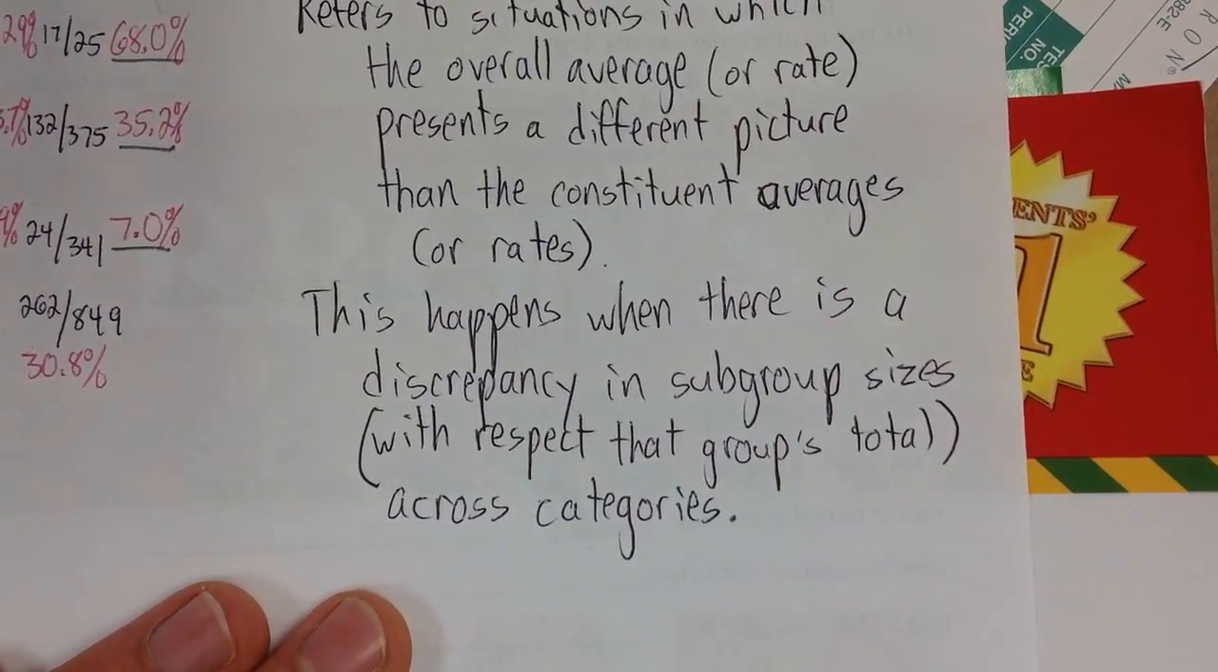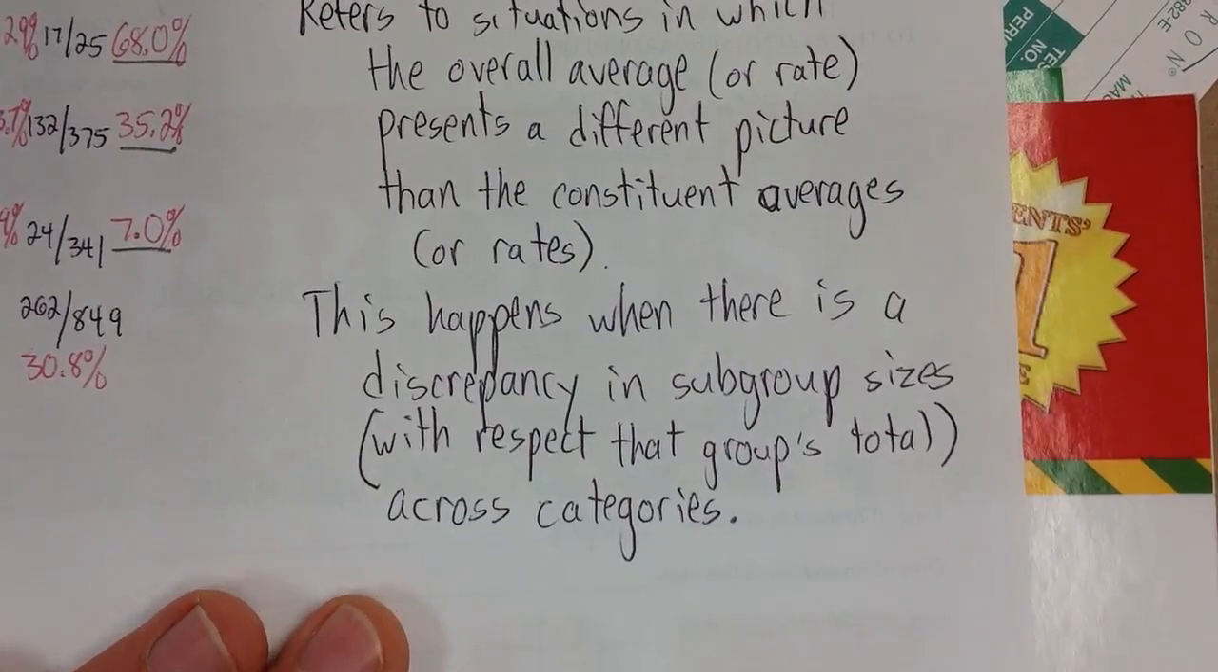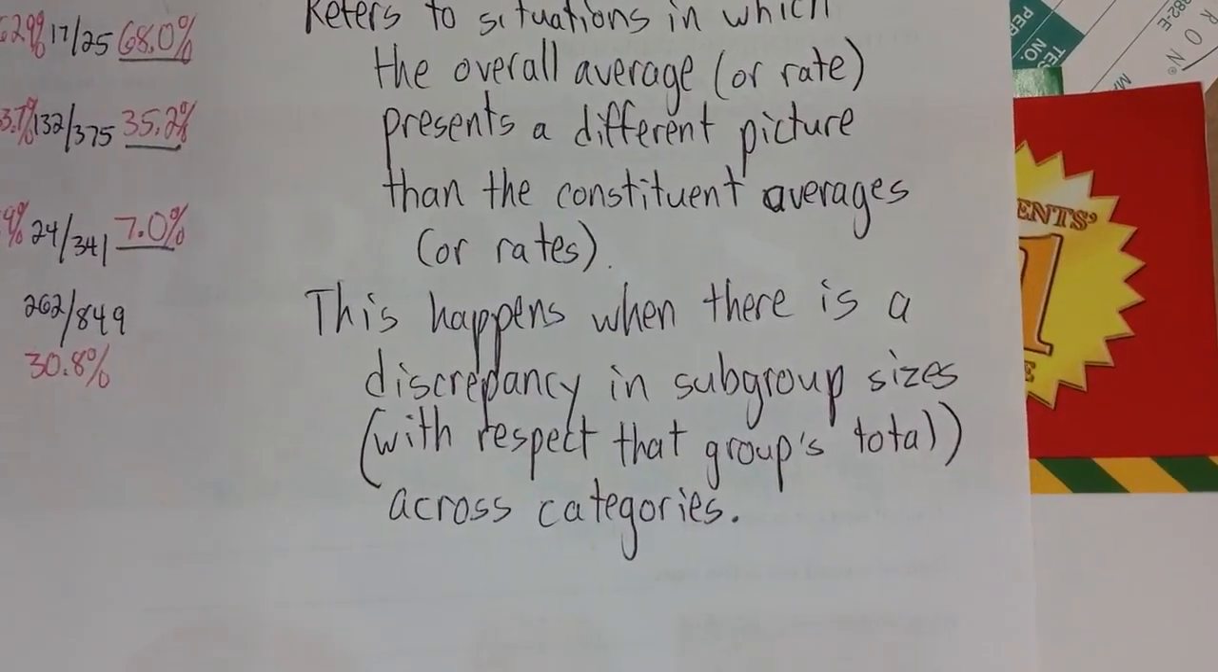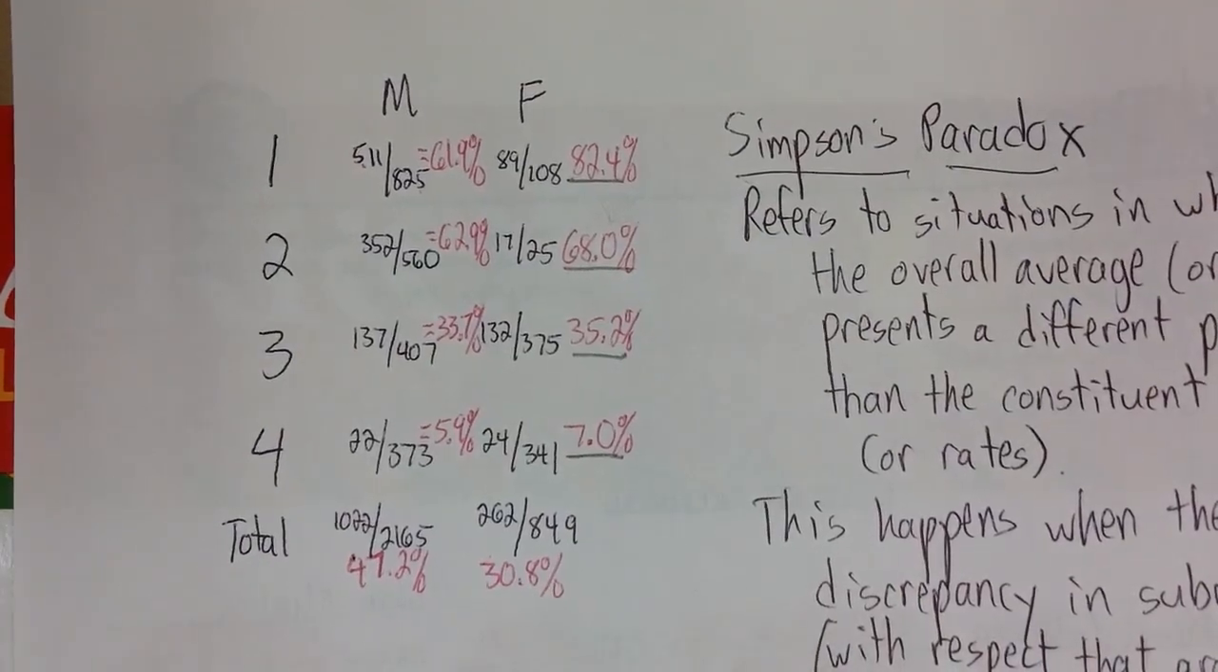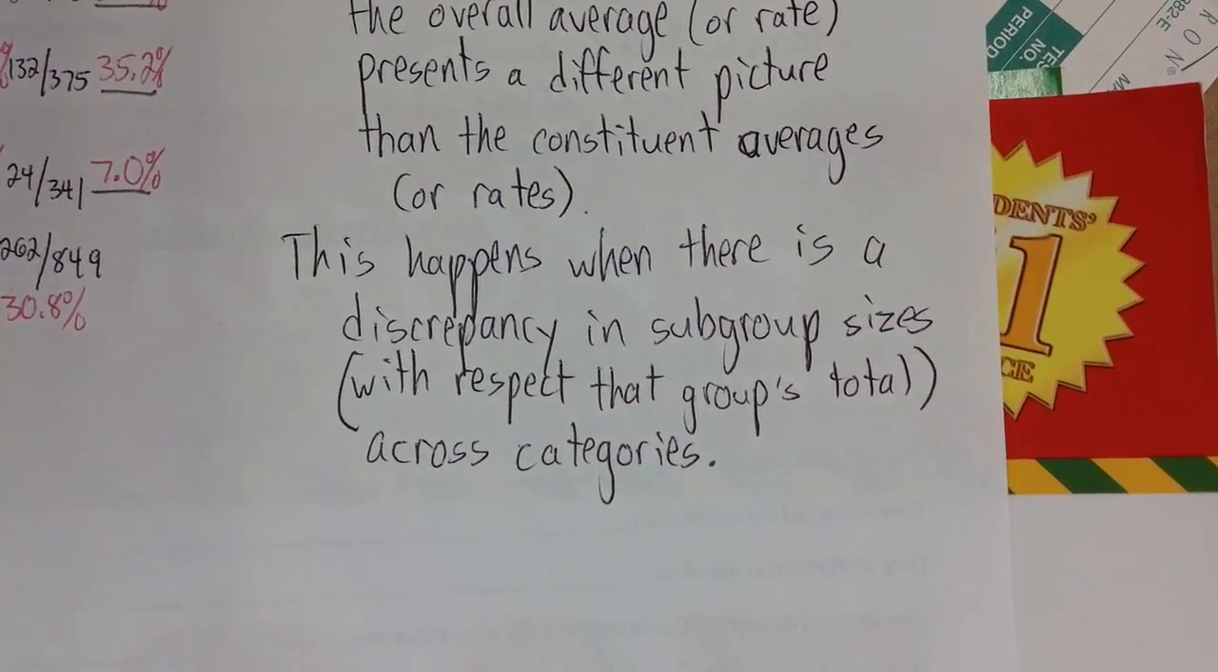It's not a great way of articulating it. It's the best I can do right now. You might find a better way in the book or online. I think it's more easily understood by using an example like this. Again, any questions on Simpson's paradox?